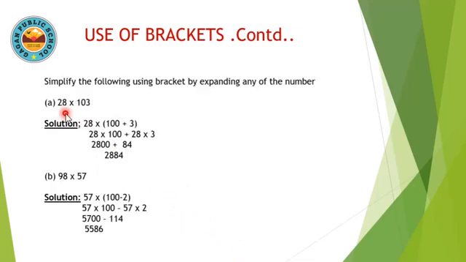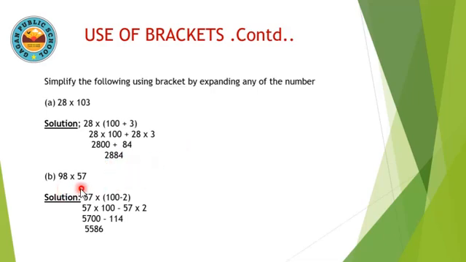Now similarly, in this, 28 multiply 103. So 103 you have to break down. 103 can be written as 100 plus 3. Now 28 is multiplying with 100, then 28 is multiplying by 3. It will become 28 into 100 plus 28 into 3. 28 into 100 is 2800 and 28 into 3 is 84. Now you can add them and you will get the answer.